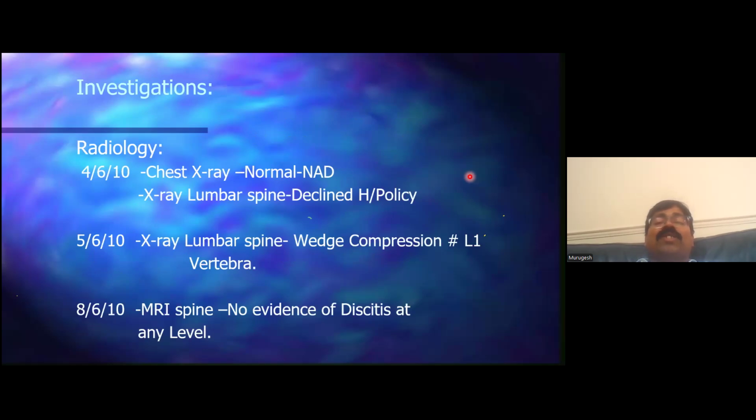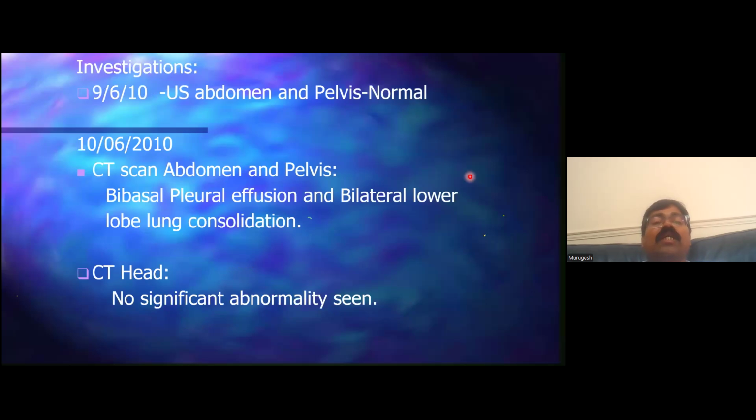So radiology, the X-ray of the lumbar spine was normal. Initially, we have a policy: if the patient identifier is not there, they will reject it. So it was rejected and then repeated. They found a wedge compression fracture of L1, and they did an MRI on the 8th. This is a non-contrast MRI, no evidence of discitis at any level.